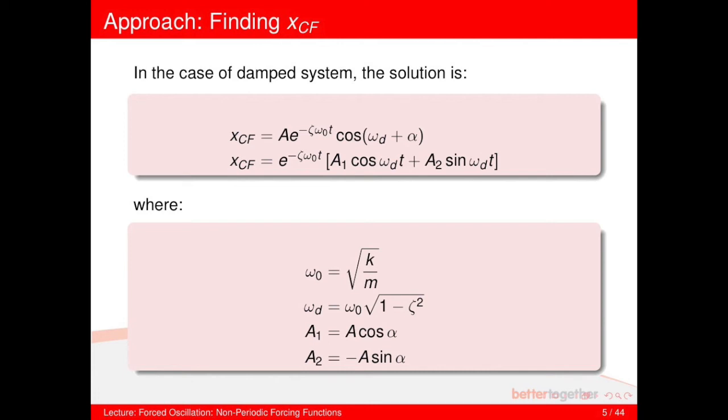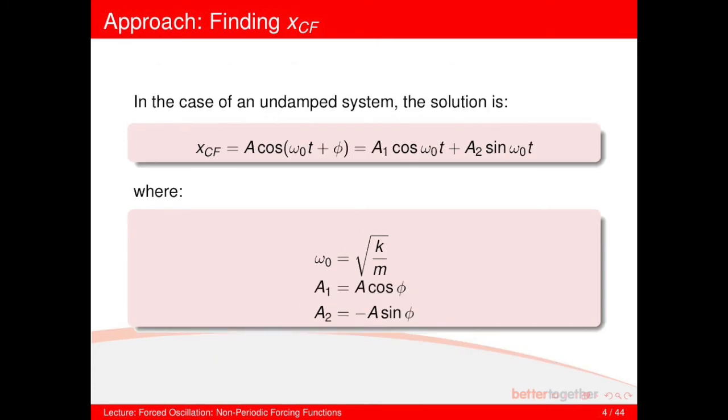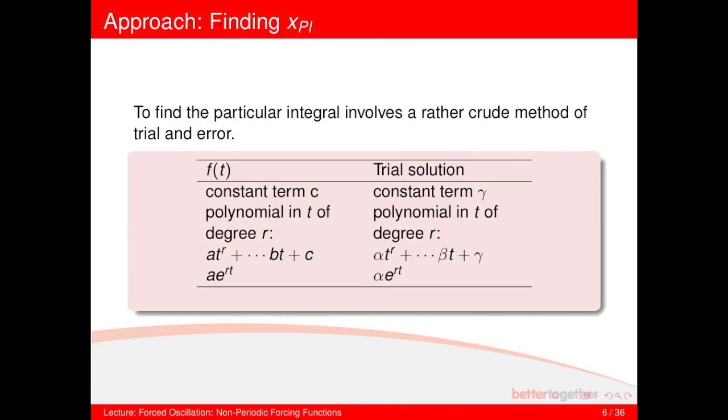So XCF is easy. You've done it all before. If you've got a damped system, then you've got this solution. If you've got an undamped system, then it's this solution. Straightforward. Right, XPI. To find XPI, the particular integral, it's quite a crude method of trial and error. What you do is you look at the force that's being applied. That'll be a certain function, and your particular integral is going to be of the same form as that forcing function. I've got a little table here, and the table's in your notes.